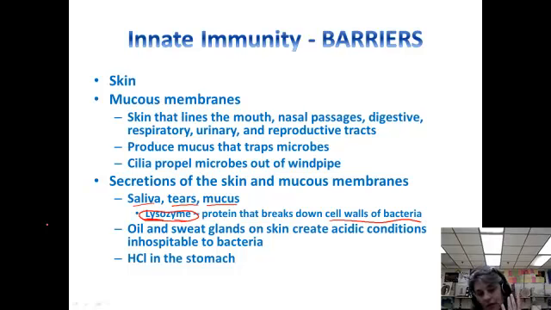Your oil and sweat glands on your skin actually create a slightly acidic condition on your skin. We don't notice that, but if you're a bacteria, it might be just acid enough to inhibit your growth, to even maybe kill you. It's not a very good environment for many bacteria. Obviously, some bacteria have evaded that defense, but some do fall victim to it.